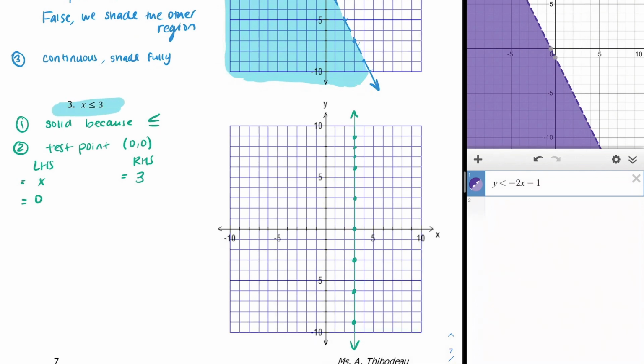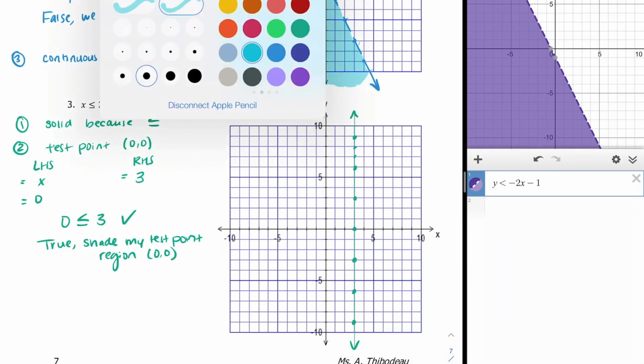I double-check to see if this is a true solution. My inequality states that my left-hand side should be less than or equal to my right-hand side, and let's see if it is. My left-hand side being 0 is less than or equal to 3. Well, that's true, because 0 is in fact less than 3. It is true, so we are going to shade my test point region, which includes my 0, 0.